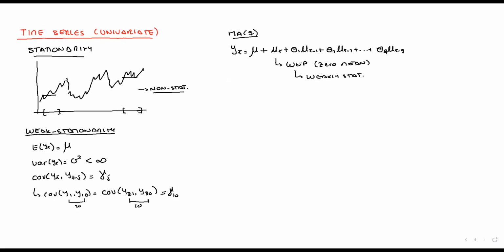And the condition of this white noise process, guys, is simply that the mean of this process is going to be 0. The variance of this process is constant. And the covariance of these errors is always going to be 0 for all j different than 0. So this is the definition of the white noise process, guys.